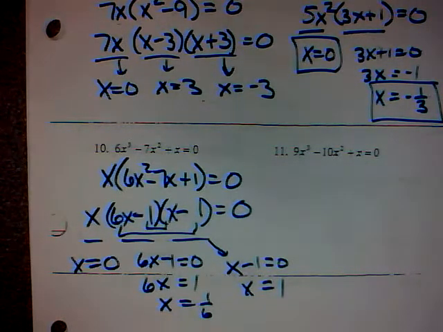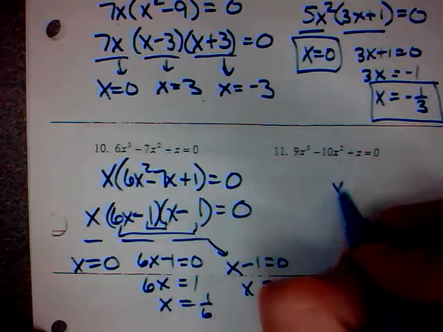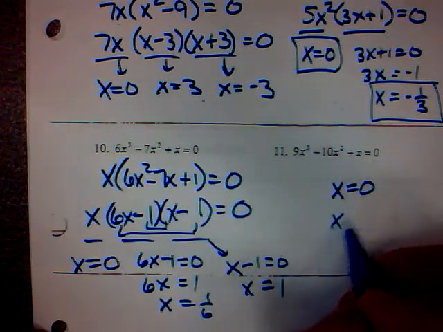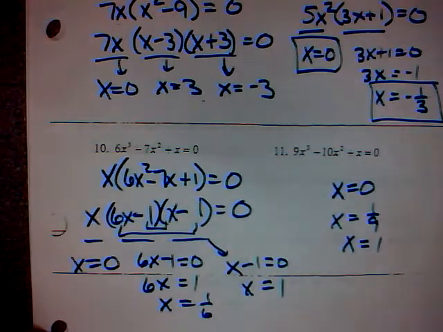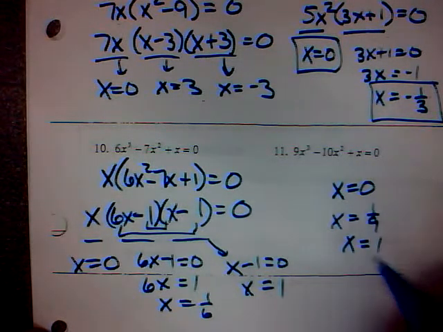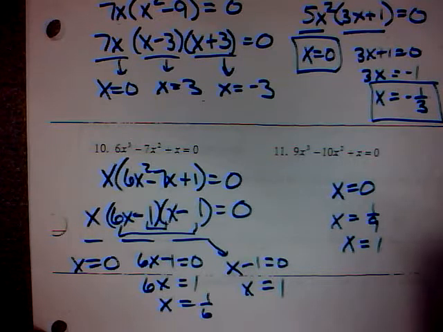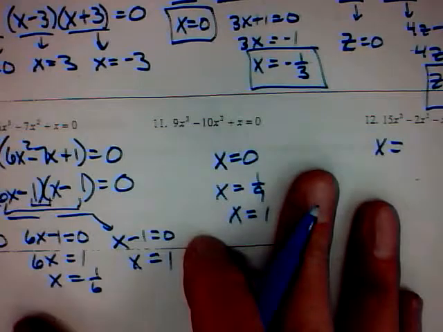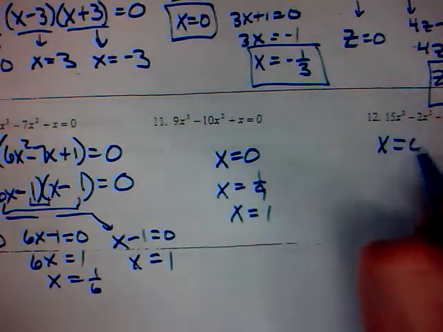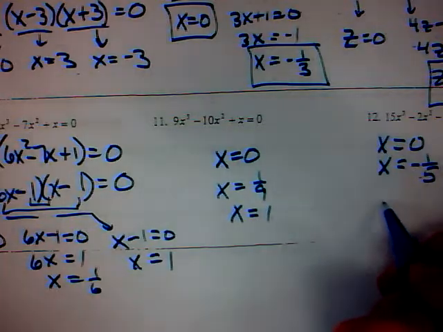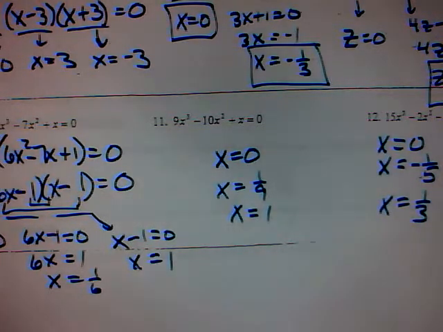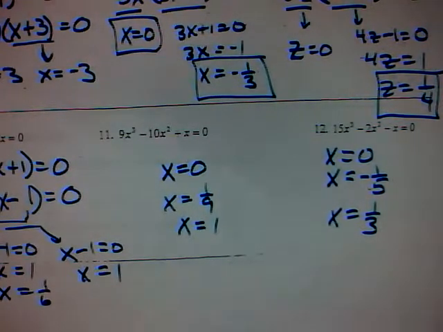Okay. If you try these, here x should equal 0, x should equal 1/9, and x should equal 1. Maybe try that by graphing. This one should come out to a decimal here. And over here, on this last one, x would equal 0, x would equal negative 1/5, and x would equal 1/3. Okay? And you can go ahead and try those two and see if you get that. You can try that by graphing, or you could try it by factoring.